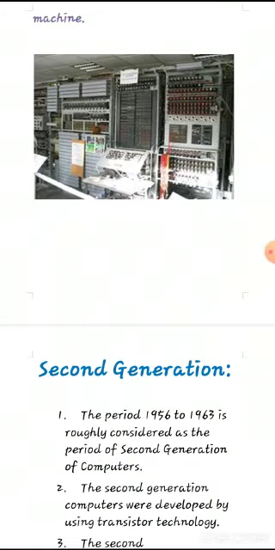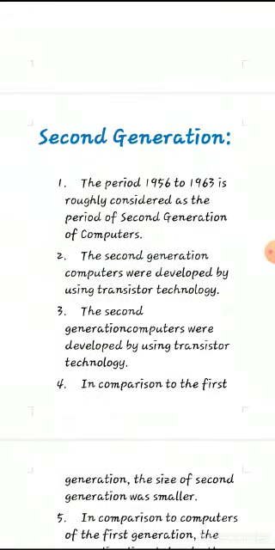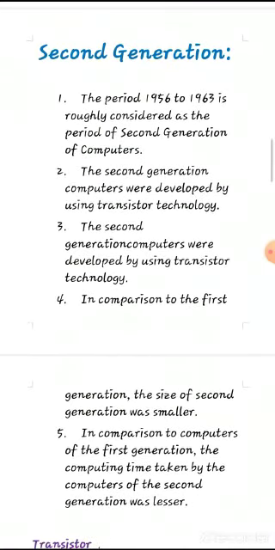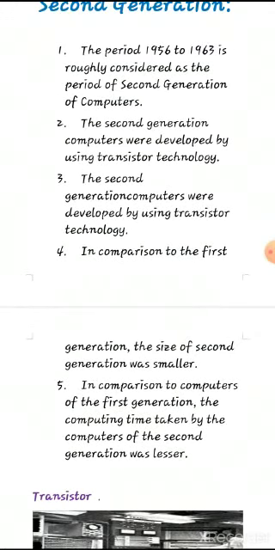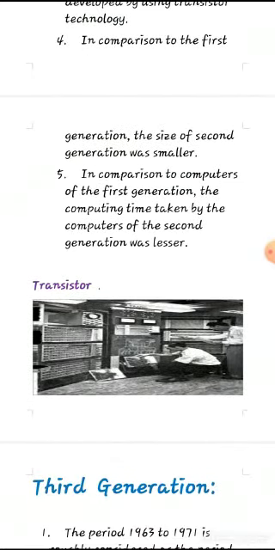So let's see, second generation. Its period is 1956 to 1963. It was developed using transistor technology. Comparing to first generation, second generation size was much smaller and computing time taken for the second generation was lesser. Here is the display of transistor used in second generation.